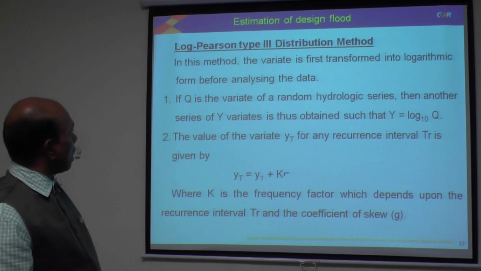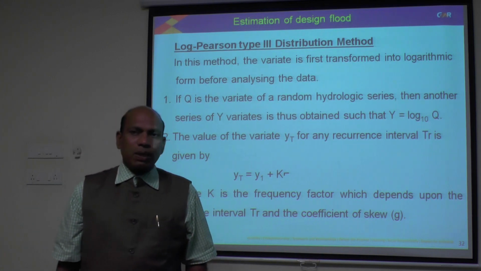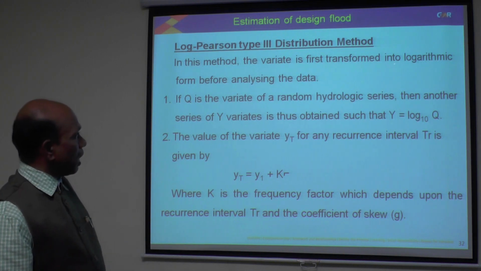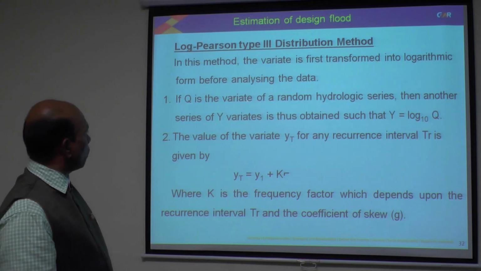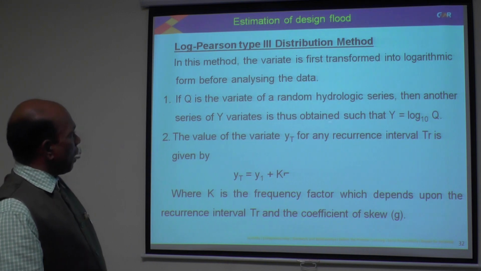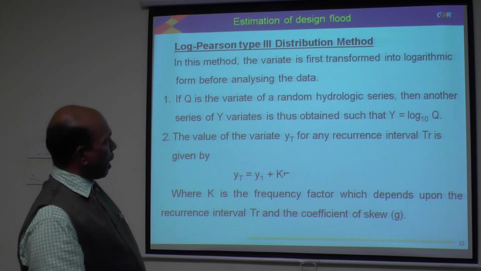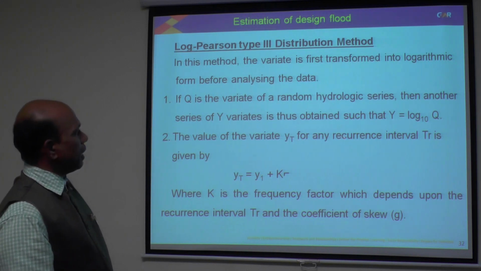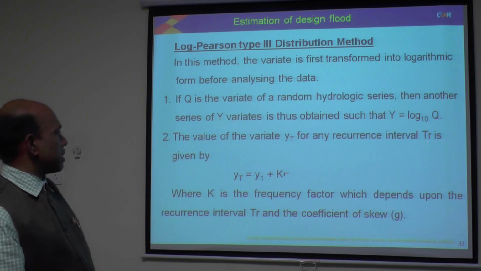And one more method, that is the log Pearson type 3 distribution method. This is also one method apart from the probability plotting method and Gumbel's method. Here, first of all, transform the given variate into logarithmic form. Suppose Q is the variate, that is the peak discharges, that may be converted into logarithmic form, that is y equal to log Q base 10. Then you are going to determine the variate yt based on the given time period, that means probability or recurrence interval Tr.